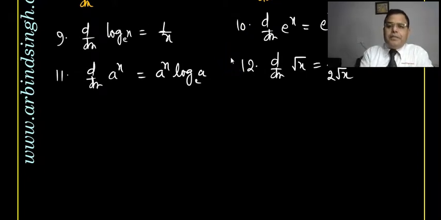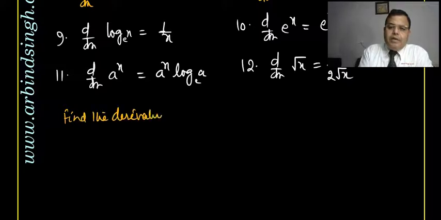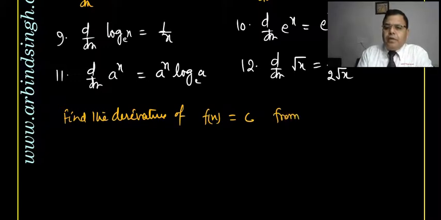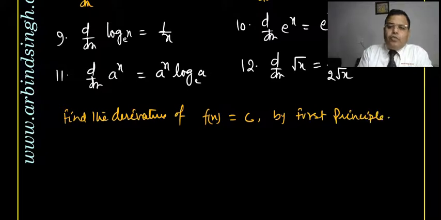So how to deal with this? For example, I have to find the derivative of a constant, f(x) equal to c, from first principle. Here f(x) is c, where c is a constant, by first principle. So we can write the solution. This is the first one.